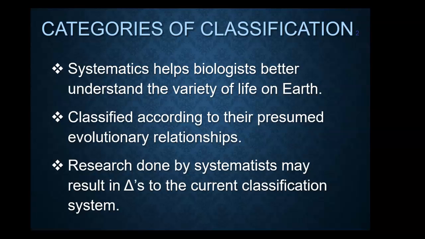Therefore, all eukaryotes are more closely related to one another than they are, again, to those other guys, bacteria and archaea. Similarly, all animals are more closely related to one another than, for example, we are even to plants. So we're classified according to their presumed evolutionary relationships. And research done by systematists may result in changes to the current classification system.